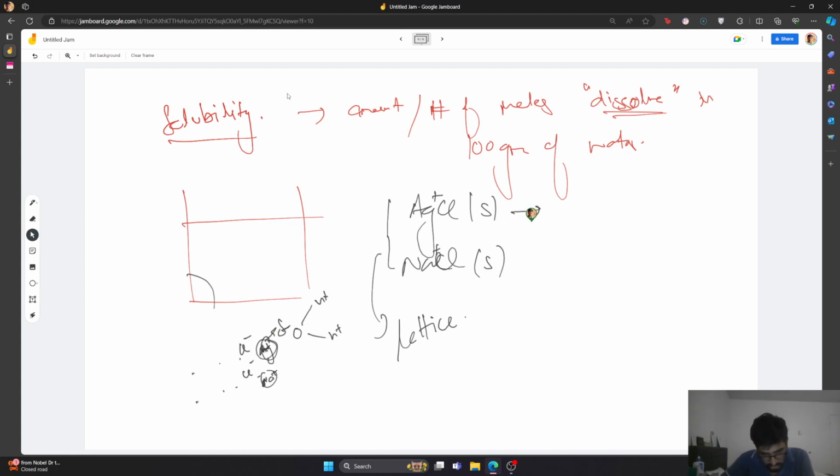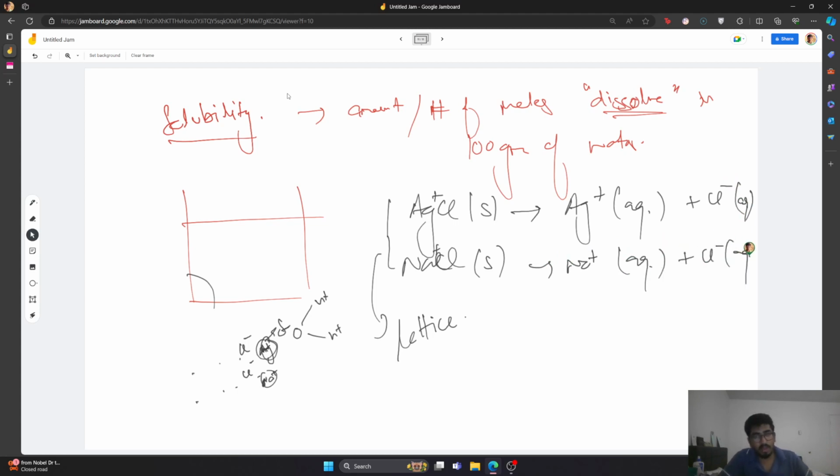Because of which it becomes a free Ag in an aqueous form, and then slowly by the same process, Cl can also come out later. And similarly here, Na can come in aqueous form and Cl can come in aqueous form. So this is what we call again solution or dissolving, as we talked about in the last chapter.